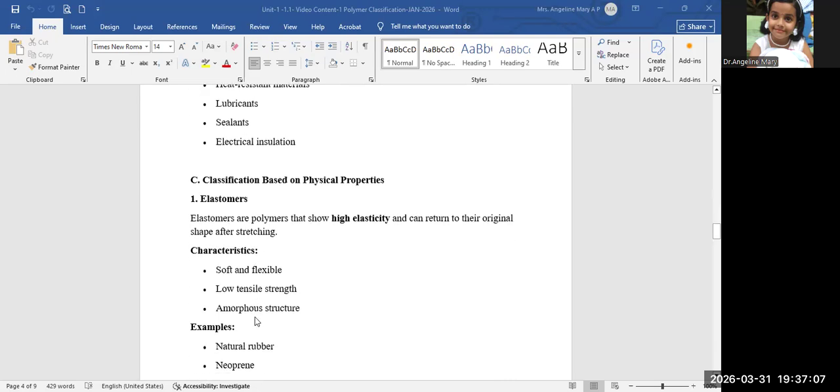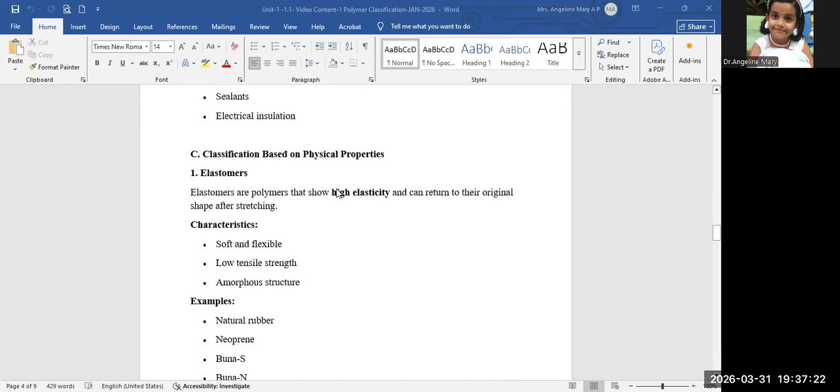Then the third category: polymers should be classified based on their physical character. First one is based on the source, second one is based on the chemical nature, and the third one is based on the physical properties. Based on the physical properties, we can differentiate a variety of polymers. First one is elastomers. What's the meaning of elastomers?